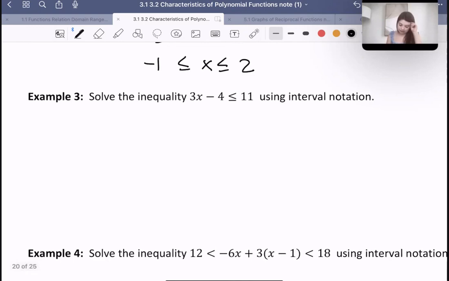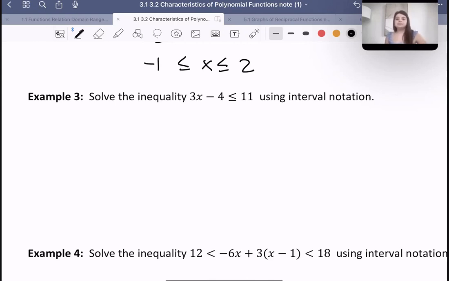Okay, example 3 says solve the following inequality, 3x minus 4 is less than or equal to 11, using interval notation. So we're actually first going to find it with set notation because this is already in set notation, and then we'll convert to interval notation afterwards.